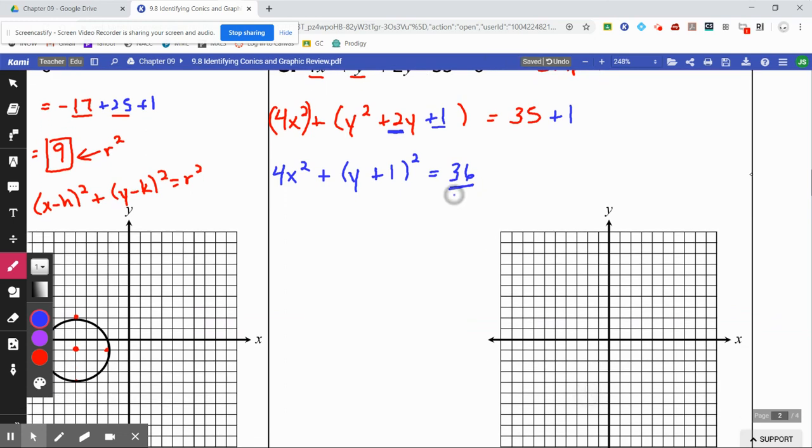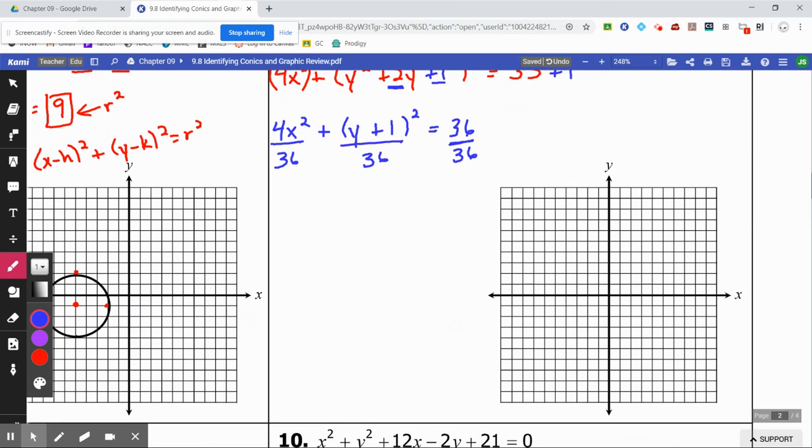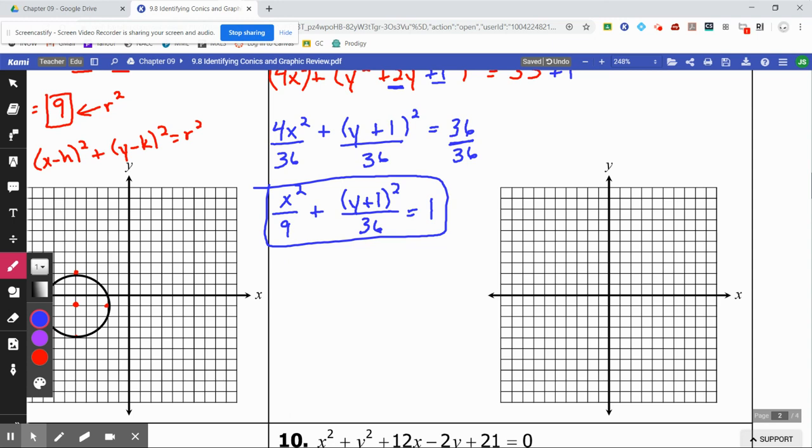So we're going to divide every term by that 36 in order to get equals 1 over there. Now the 4 over 36 reduces, gives me x squared over 9, plus the y plus 1 squared. Nothing's out in front of that that's going to reduce with the 36 is equal to 1. And there is the basic form of your ellipse.